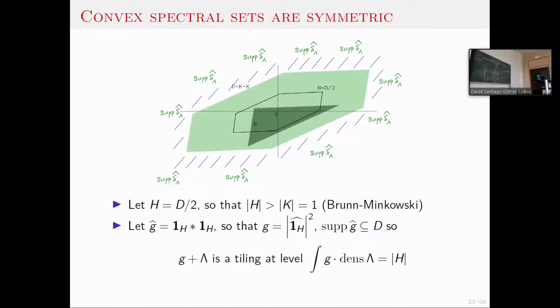At what level? The level is necessarily the integral times the density, always. So the integral times the density. And what is that? Well, the density of lambda is 1 because I assume my original domain has volume 1, therefore the spectrum has density 1. And the integral of G, how do I read the integral of G? For instance, the integral of G is the integral of this, by Parseval is the integral of this, which is h. So G plus lambda is a tiling at level h.